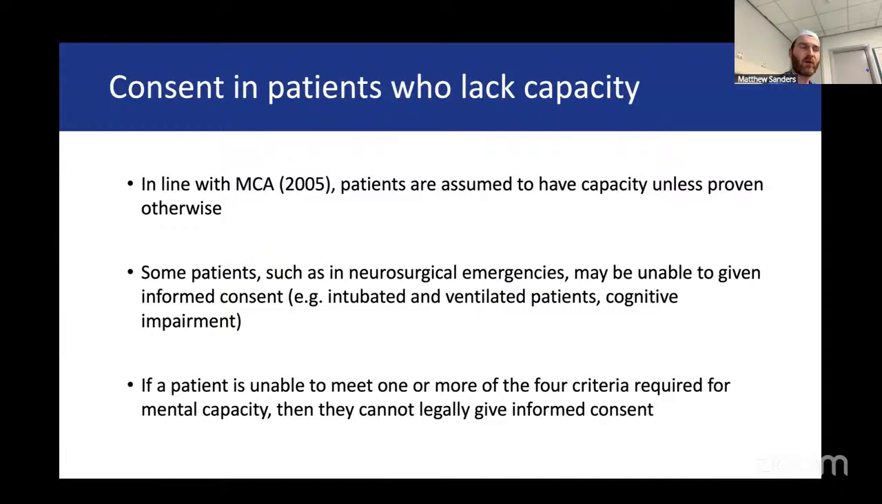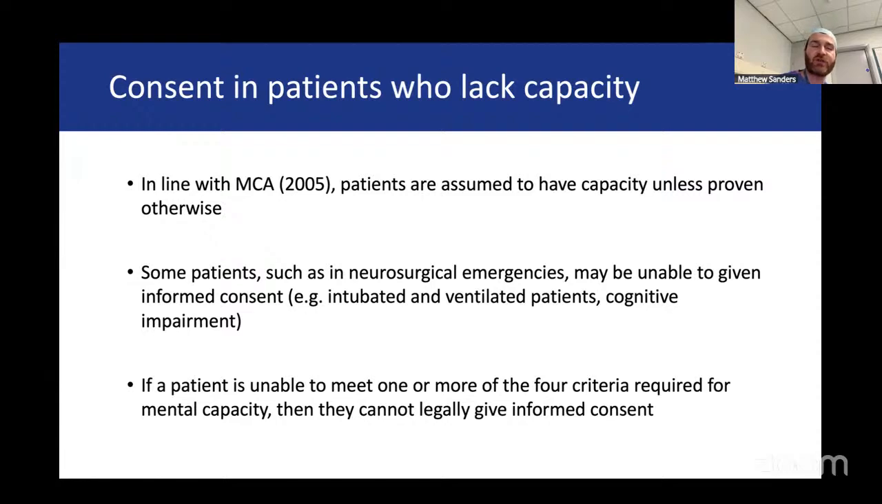Now, in our practice in neurosurgery, of course, a lot of patients unfortunately do lack capacity, be that because they have a long-standing medical condition or they have an emergency neurosurgical condition, which means they have a reduced level of consciousness, for example. And the Mental Capacity Act does provide legislation to help guide management of these patients.